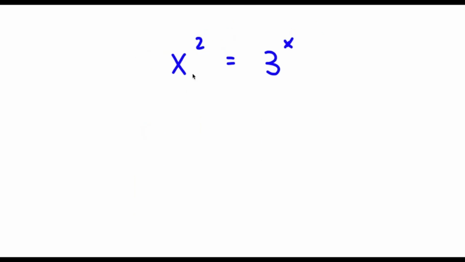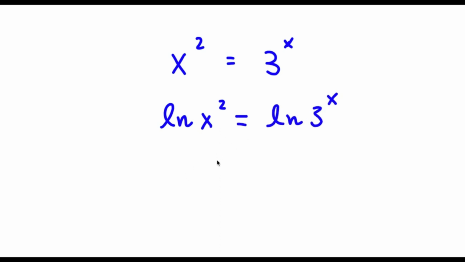All right, so I have x to the power of 2 is equal to 3 to the power of x. Now the first thing I'm going to do is take the natural log, or ln, on both sides. So now I have ln x squared is equal to ln 3 to the power of x.